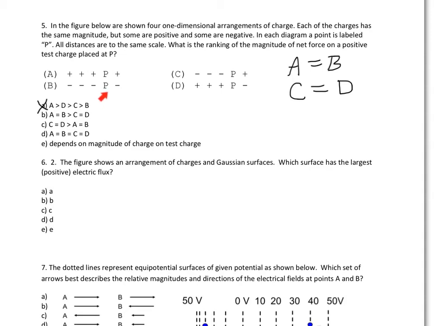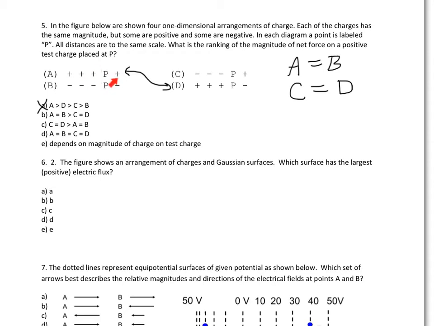I think let's compare, for example, A and D, because there's only one thing different. So I'm going to compare these two, right? Because there's only one difference here. This has all pluses here, all pluses here. This is a plus here and a minus here. There's only one difference. All I have to do is think about the effect of switching the sign of this.